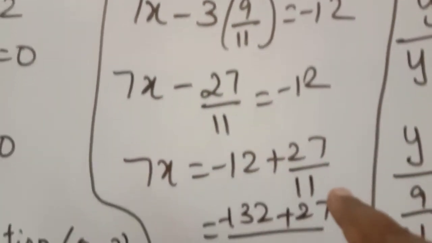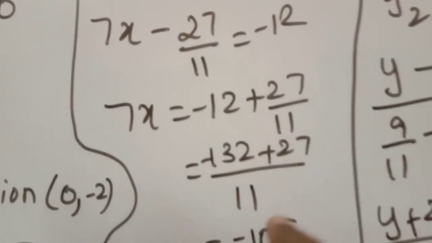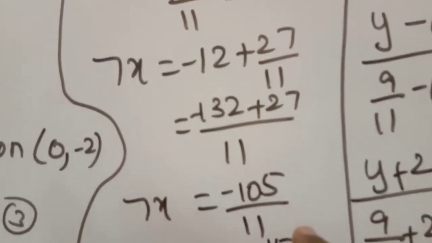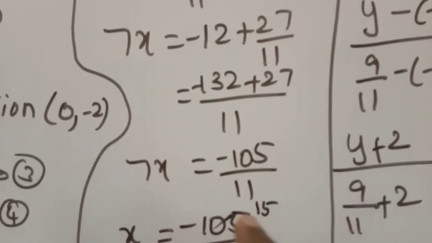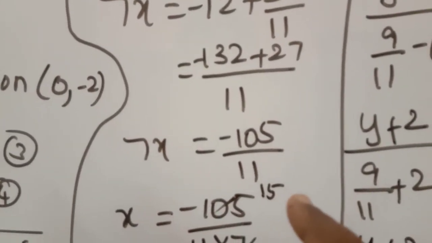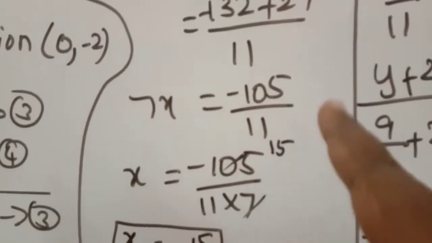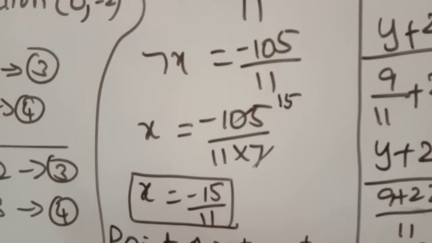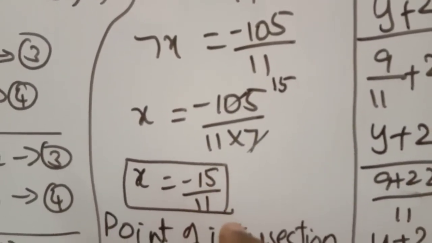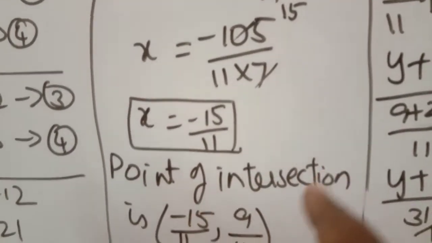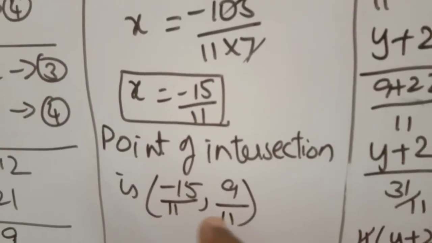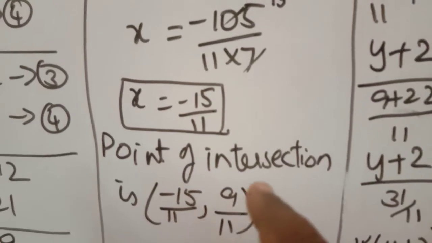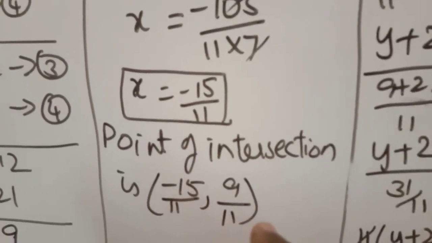Bring minus 27 as plus 27 by 11 here. Take LCM. LCM is 11. And we will get 7x equal to minus 105 by 11. So 7 and 105 if we simplify, we will get x is equal to minus 15 by 11. So point of intersection, x value first, y value next. Minus 15 by 11 comma 9 by 11.